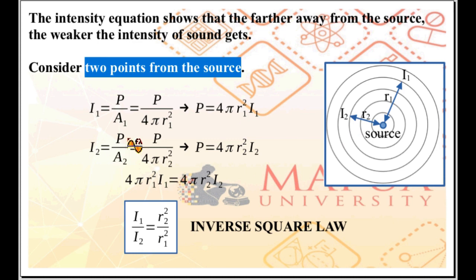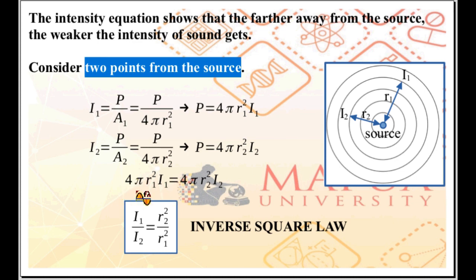I2 is equal to P over A2. Surface area A2 is given by 4 pi R2 squared. I2 is equal to P over 4 pi R2 squared. Isolating power of the source, P is equal to 4 pi R2 squared I2. Now, we are considering 2 points, point 1 and point 2, but there's only one source, meaning there's only one power. So, P here is the same as P here, equating the two equations. We have 4 pi R1 squared I1 is equal to 4 pi R2 squared I2.